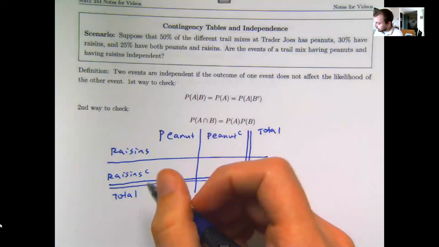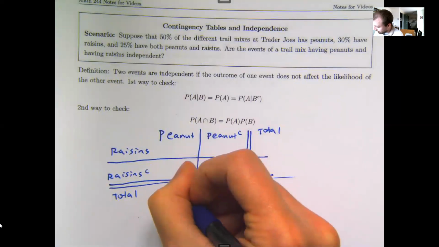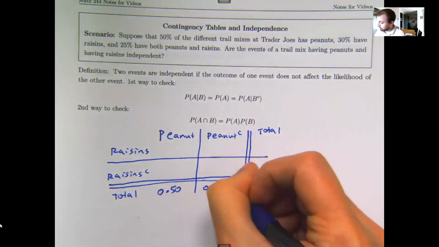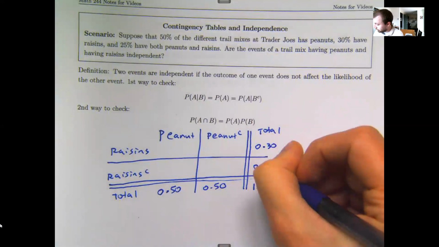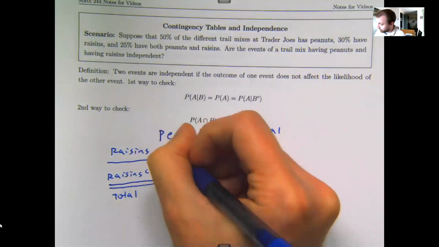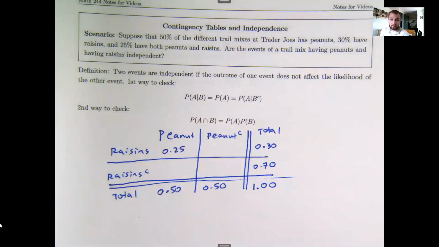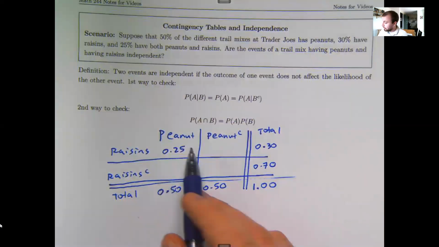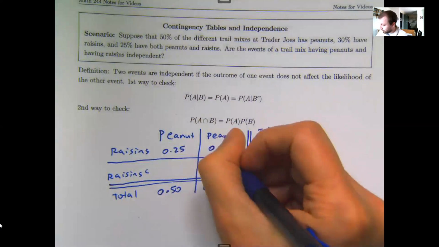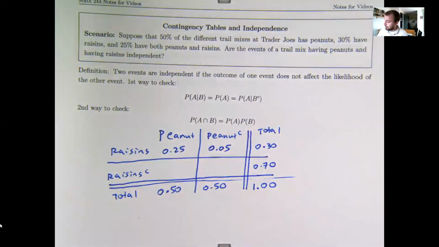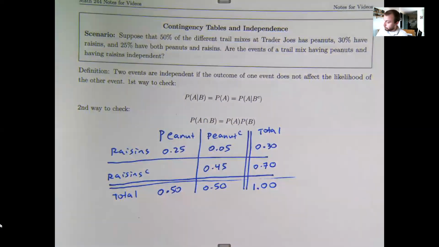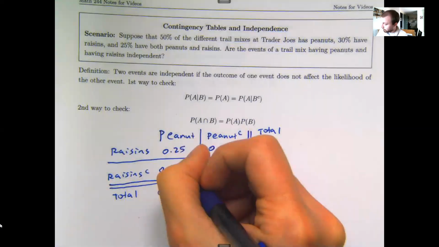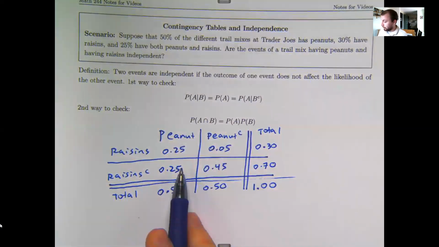Total of things that had peanuts was 50%. So that means 50% did not. 30% have raisins. So 70% do not. And 25% had both peanuts and raisins. I can fill in the rest based off of this. 25% and 5%, 0.05, gives me 30. 5% and 45% gives me 50. 25% and 25% gives me 50. And a double check horizontally, 25 plus 45 gives me 70.